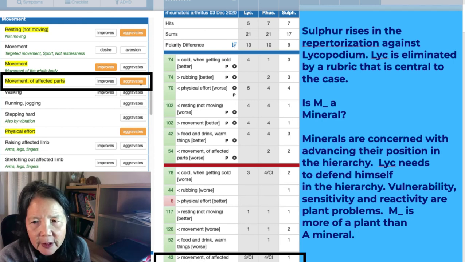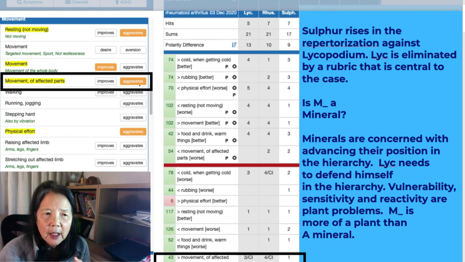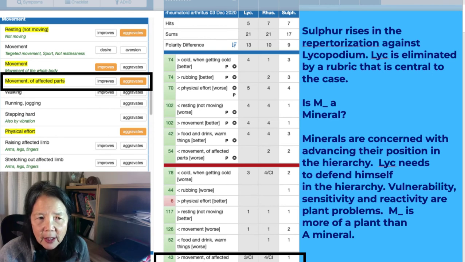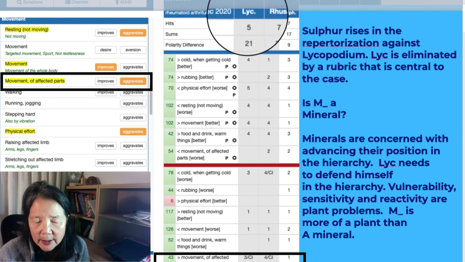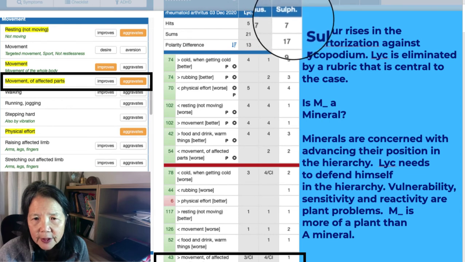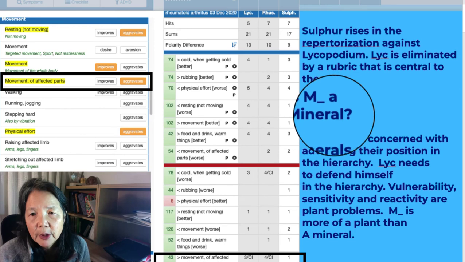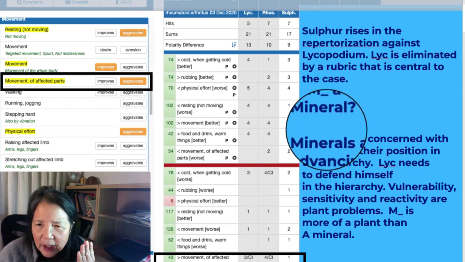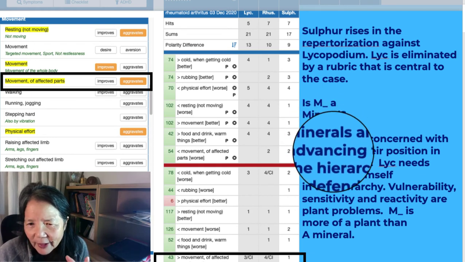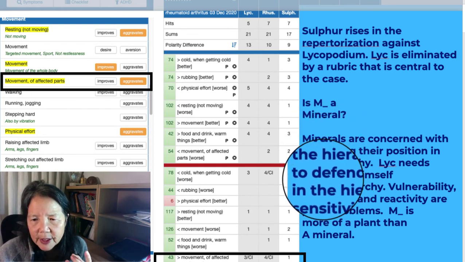And this was a very important statement, I think. And I got mixed up because I was thinking movement of the whole body, therefore movement of the affected parts also improves, which is false. That's false. Sulfur came up. Lycopodium is a plant. It's a fern. And sulfur is a mineral, and so is Rhus tox. I've given her many minerals before, but I wasn't really thinking in those days about, is this patient a mineral? I didn't have that kind of thought process in place at the time.